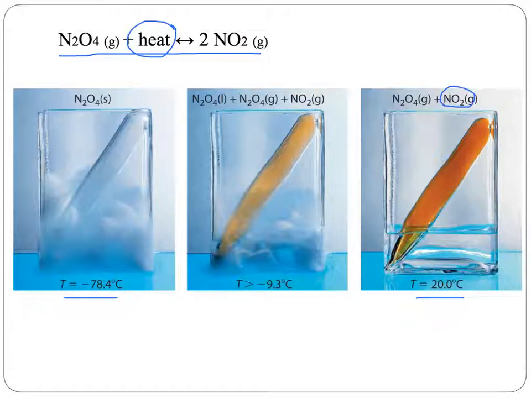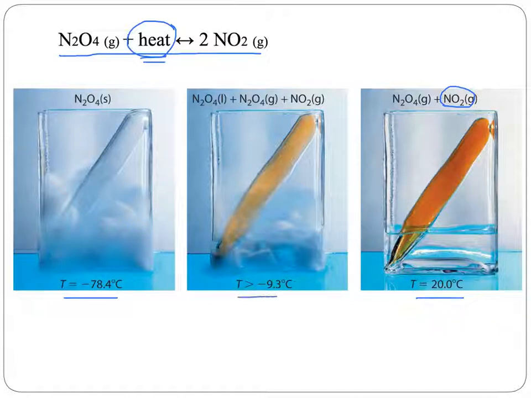Dinitrogen tetraoxide as a gas is actually colorless, and so the forward reaction is being favored here at higher temperatures because it is an endothermic reaction. And so if you're adding more heat, it is as if you are adding more reactant. And so we're favoring the formation of nitrogen dioxide.